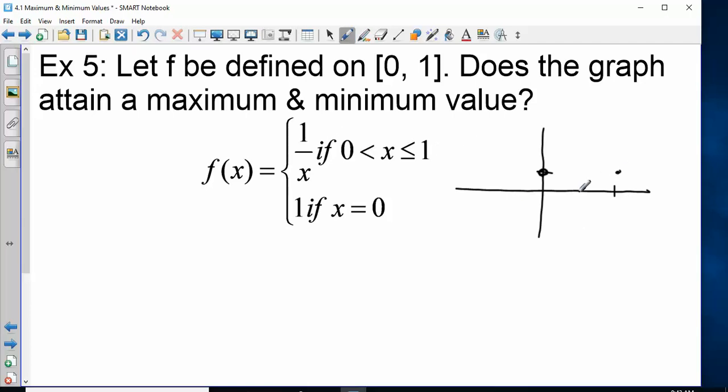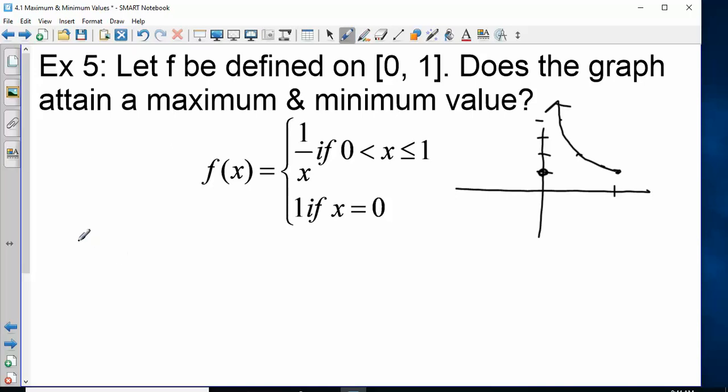If I put in 1/2, what's 1 over 1/2? 2. If I put in a 1/4, 1 over 1/4 is 4. And you can't plug in a 0. What it looks like is this. That's a vertical asymptote. So this is our graph. Could you look at that graph and tell me, does it have a maximum or a minimum? It has an absolute minimum, but not an absolute max.